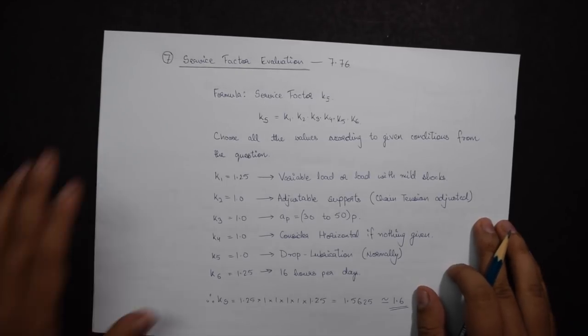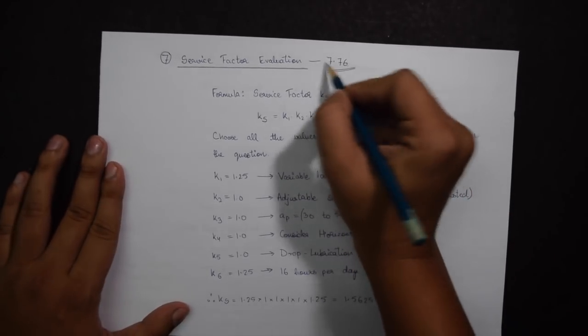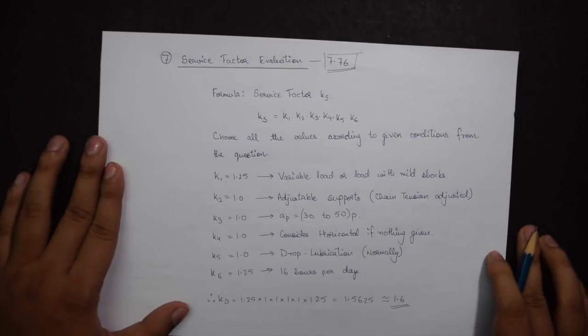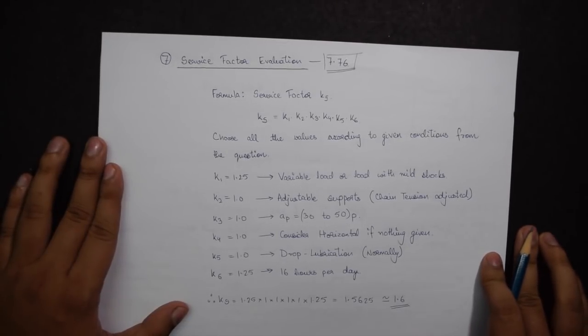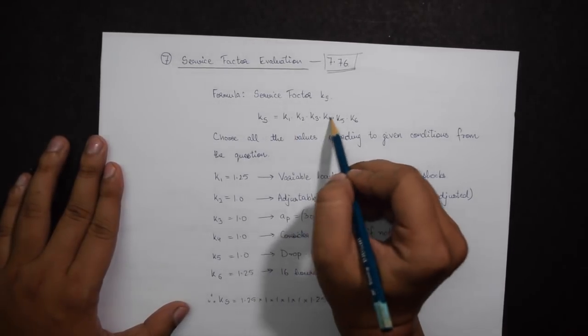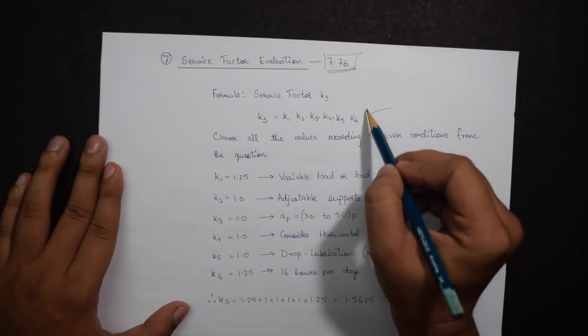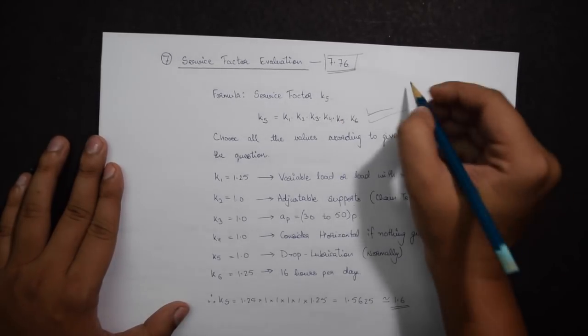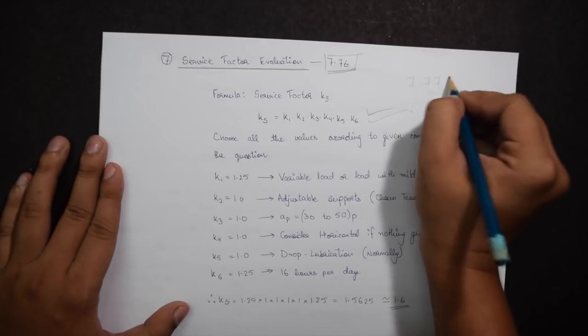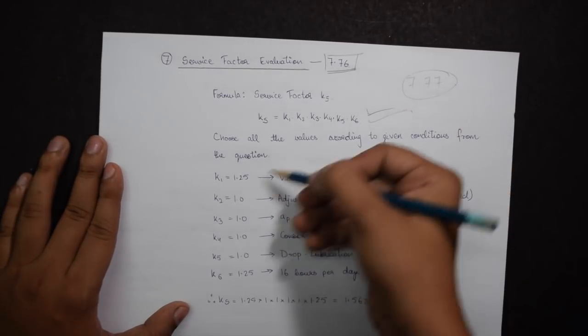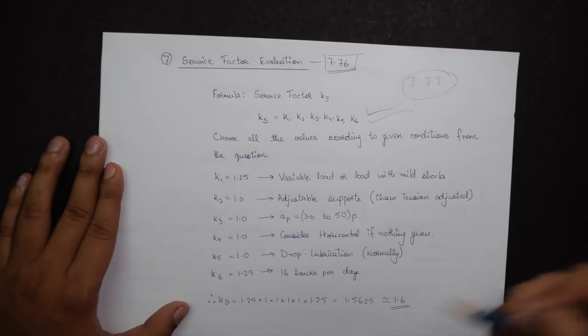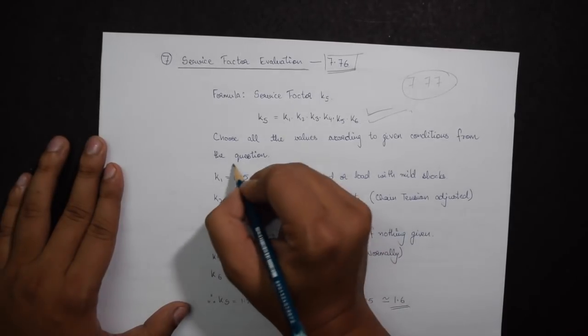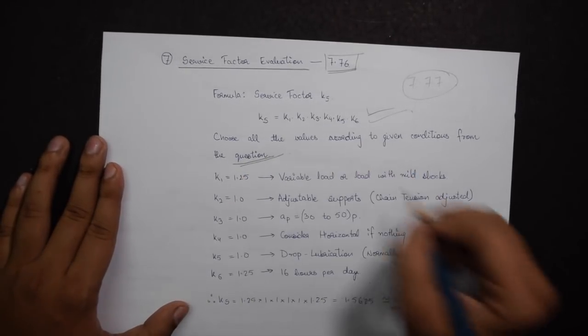Now comes a tedious part. Page 7.76, service factor evaluation. The value of Ks. We have 6 different constants here, all of whose values are given on page 7.76 and 7.77. So just go through these values and the written part and choose accordingly to the question as to what the value is needed for us.